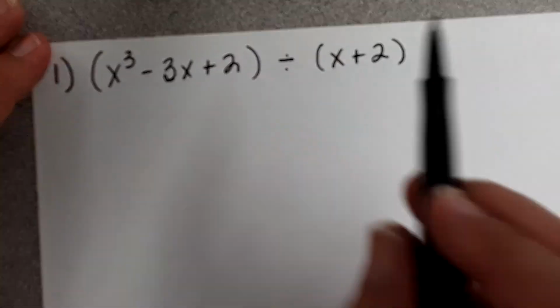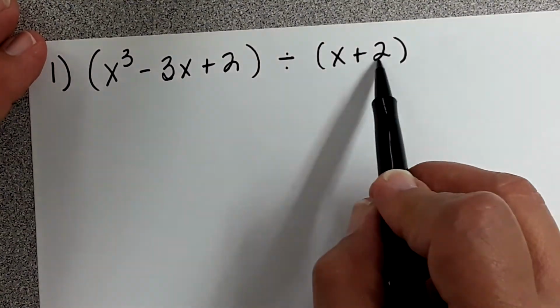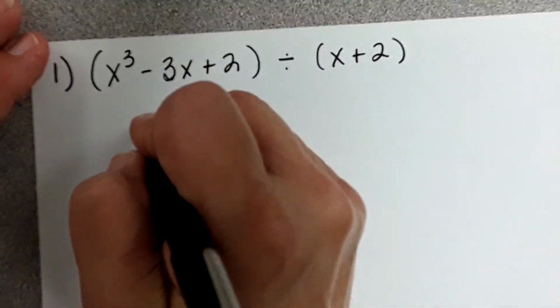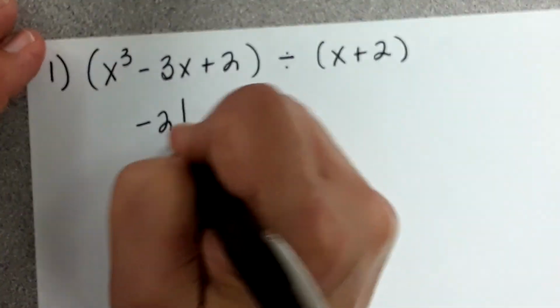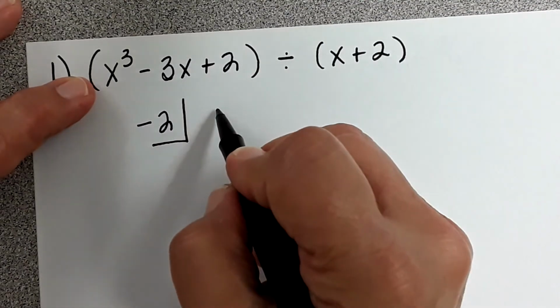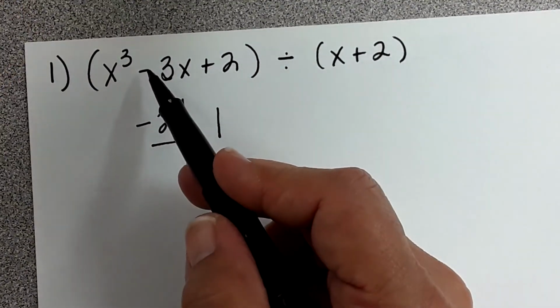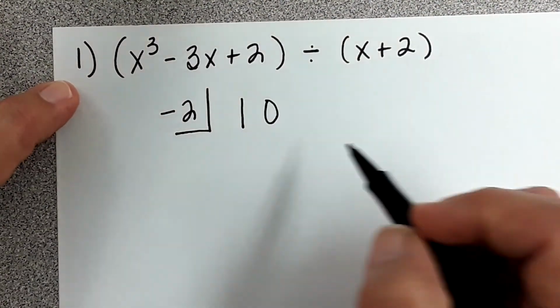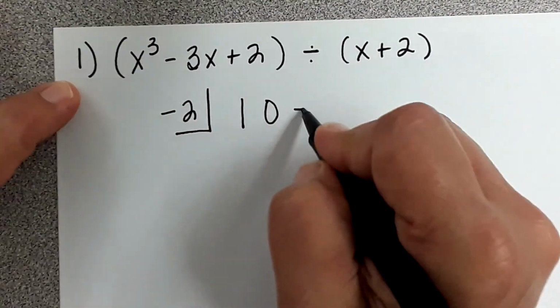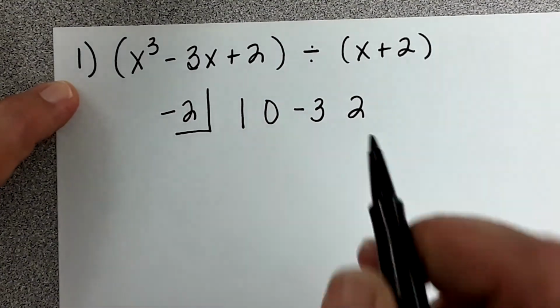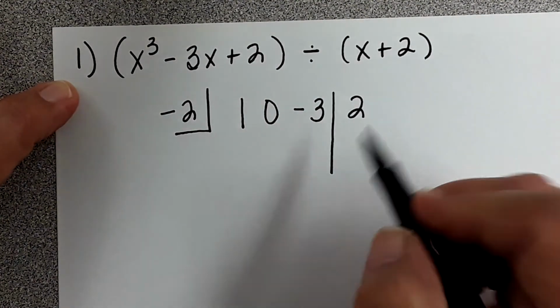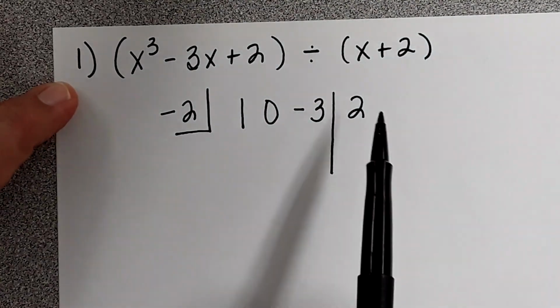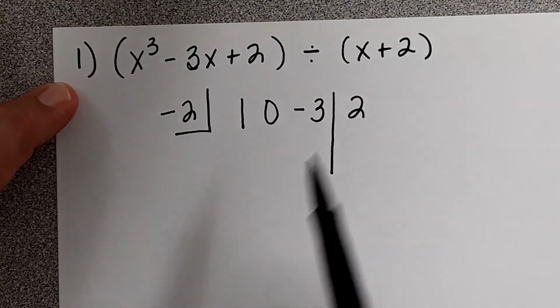So in synthetic division, you take the opposite of this. Since it's positive 2, we're going to write negative 2. Then it's x to the third, which is 1. Notice there's no x squared, so I have to put a placeholder, which is 0. Then my next one is negative 3, and then 2. Don't forget that there's a line that goes between the linear term and the constant term. We learned that in 5.5.